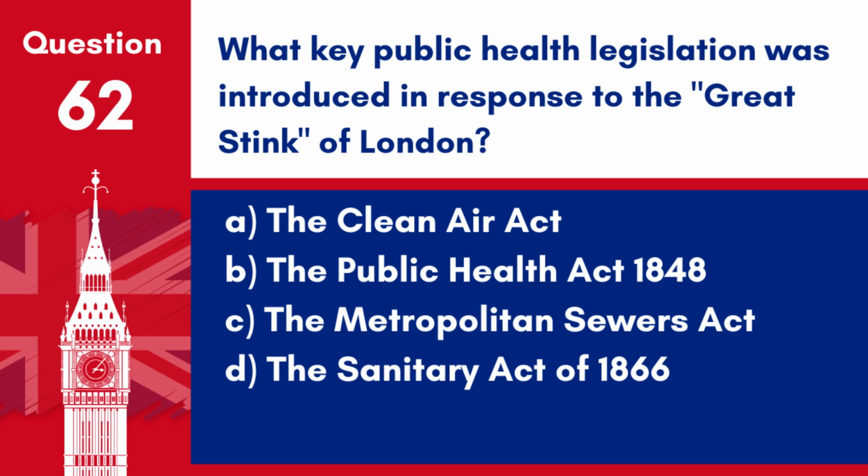Question 62. What key public health legislation was introduced in response to the Great Stink of London? A. The Clean Air Act. B. The Public Health Act 1848. C. The Metropolitan Sewers Act. D. The Sanitary Act of 1866. Answer: B. The Public Health Act 1848. The act was a response to the urgent need for better sanitation, though the Great Stink, specifically in 1858, prompted further sanitary reforms, leading to London's modern sewerage system.